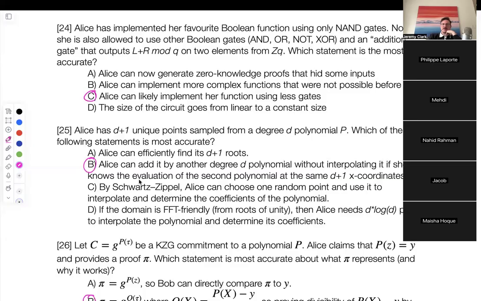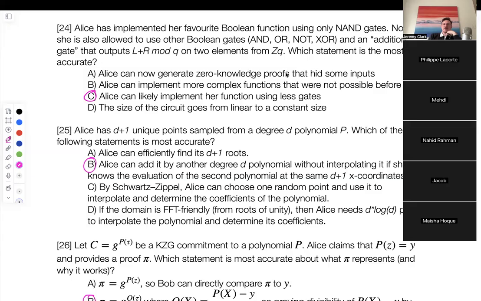Alice has implemented her favorite Boolean function using only NAND gates. Now she's also allowed to use other Boolean gates: AND, OR, NOT, XOR, and an addition gate as well that outputs the arithmetic addition of a left input and a right input mod Q on two elements from Z_Q. So what statement is the most accurate?